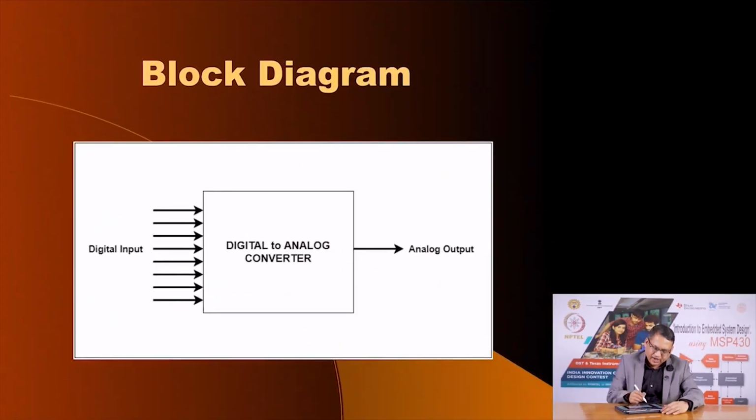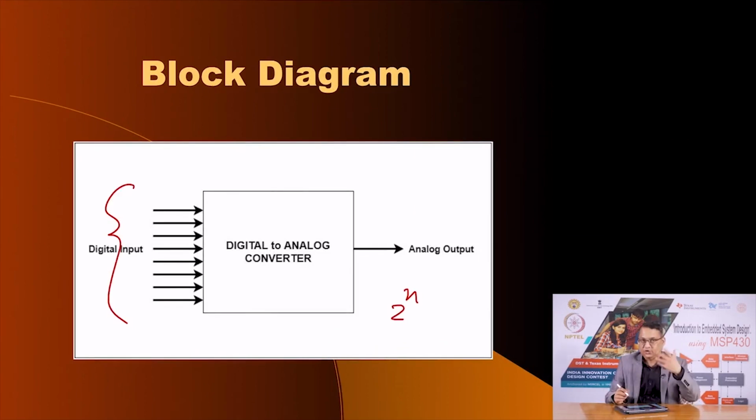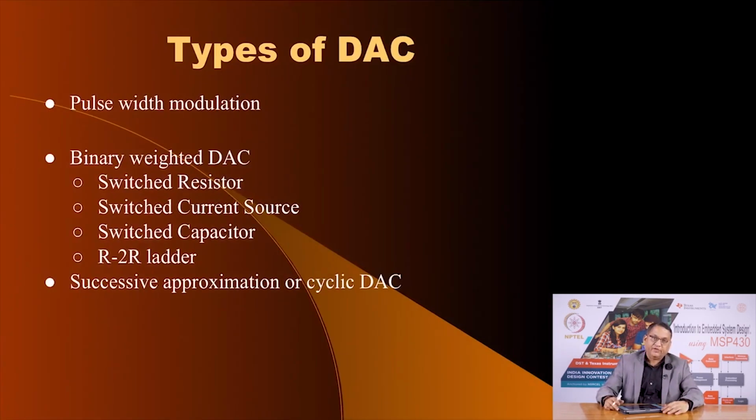The block diagram is that you have a certain number of pins here, n bits. So you would be able to generate 2 raised to power n voltages in the range of 0 to some maximum voltage. There are various methods. The first method we have already seen using a PWM. Then you can have a DAC made out of resistors and current sources, and switch capacitor, and resistor using an R2R ladder, as well as a successive approximation type of DAC.